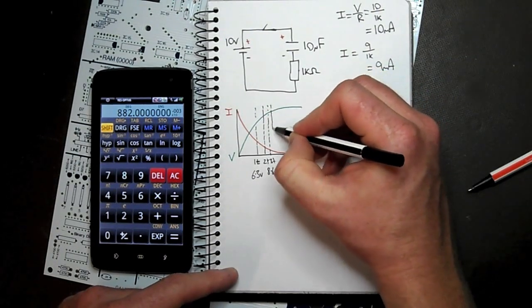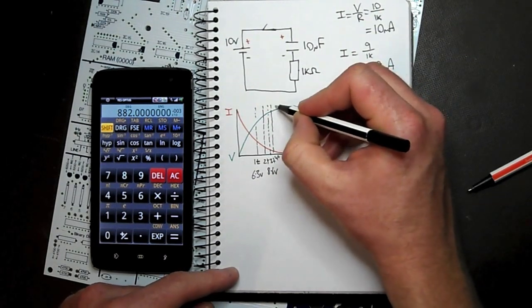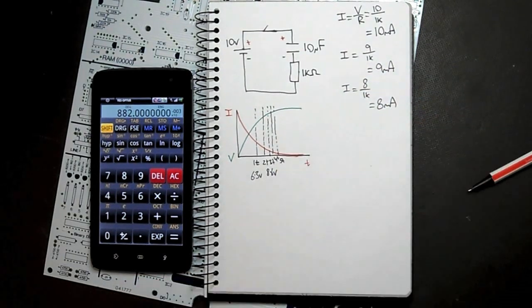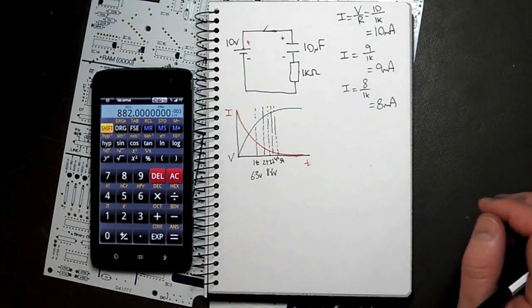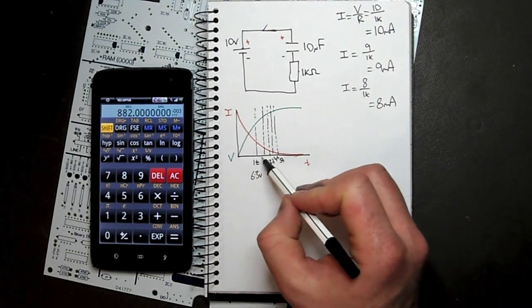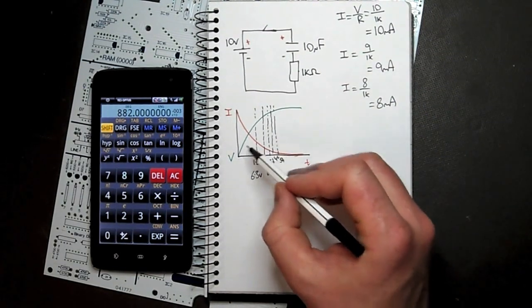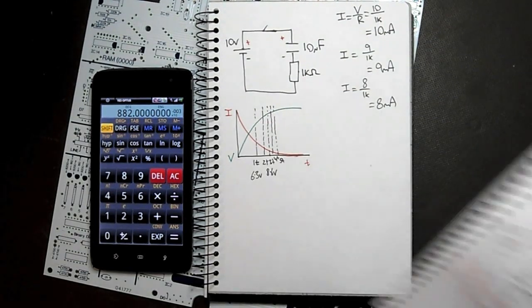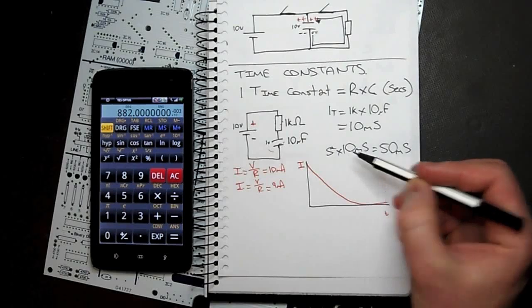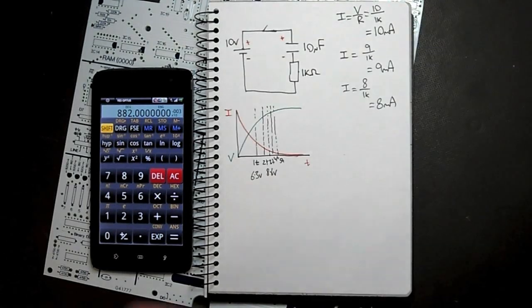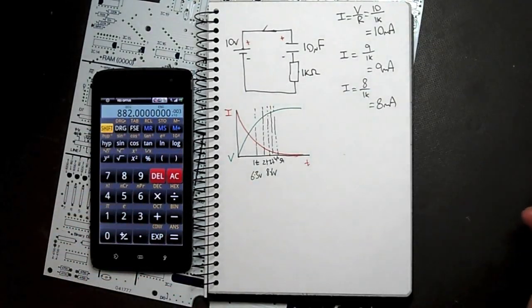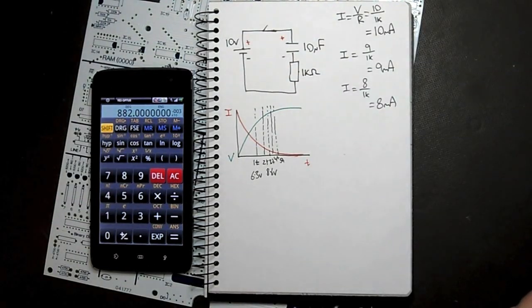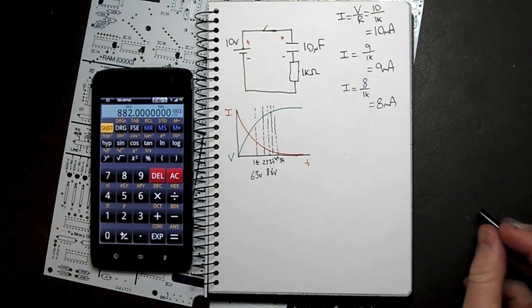And then fourth, we'll go up to about there. And finally at the fifth, we're not quite at 100%, but it's about 99%, so we say it's about 100%. So 5 time constants is how long it takes to get to our full charge. Each time constant we figured out was 10 milliseconds. So for this circuit here, it's going to take 50 milliseconds for this to charge to the power supply voltage. In this case it's 10 volts.